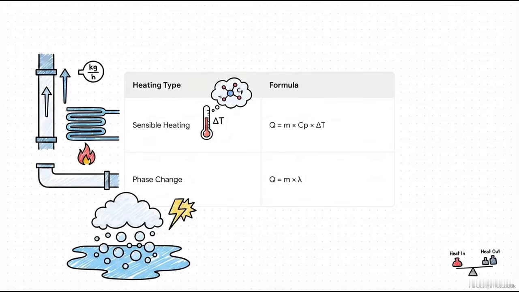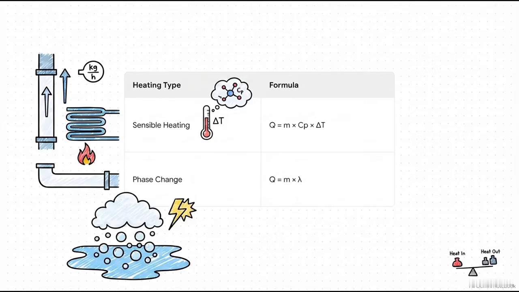Now, on the other hand, if you are boiling a liquid into a gas, well, that's a phase change. The formula shifts to Q equals M times lambda, where lambda is the latent heat. That is the massive burst of energy required just to change the state of the material, completely separate from changing its temperature.